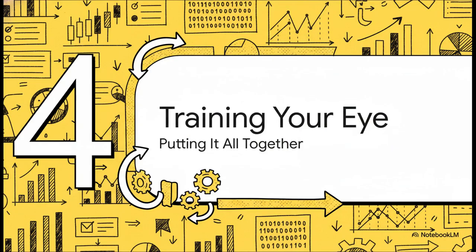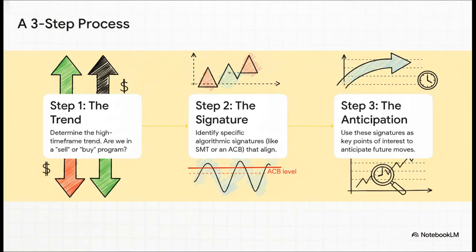So now that we've defined these individual ideas, SMT and ACB, let's just quickly recap how they actually work together, because they aren't just isolated tricks. They're pieces of a much bigger, more coherent process of analysis. This simple framework is absolutely key. You start with the big picture, right? The high time frame direction. Like the source asks, are you in a sell program or a buy program? Once you have that context, then you start looking for these specific signatures, an SMT divergence, a key ACB level, that actually align with that bigger story. This way, you're not just randomly spotting patterns, you're looking for specific evidence that confirms the market's underlying flow.